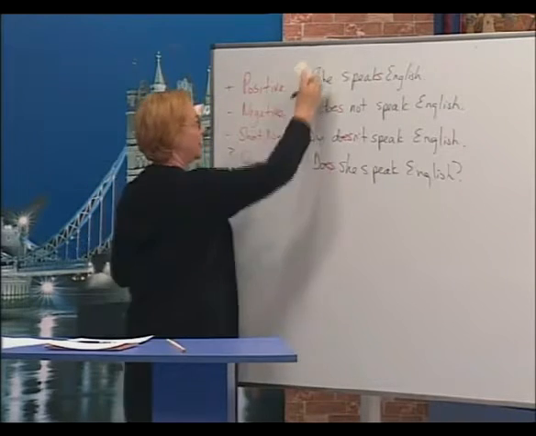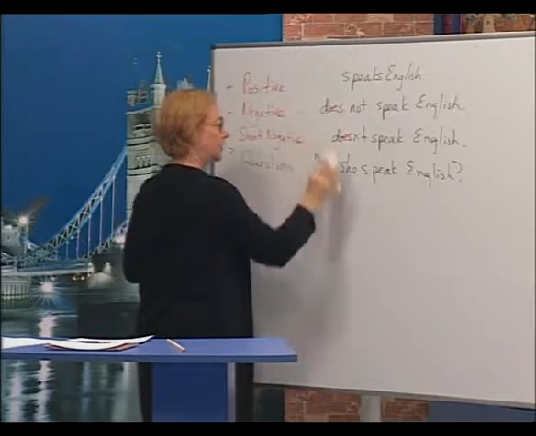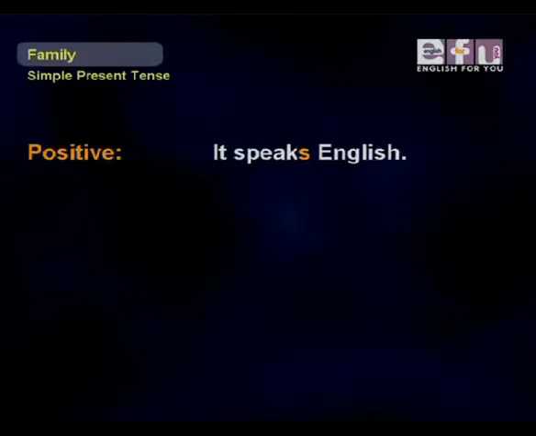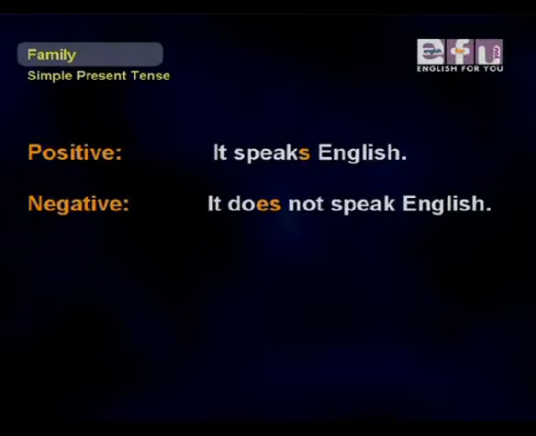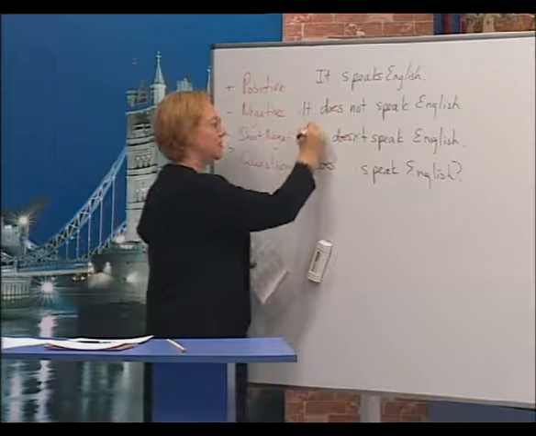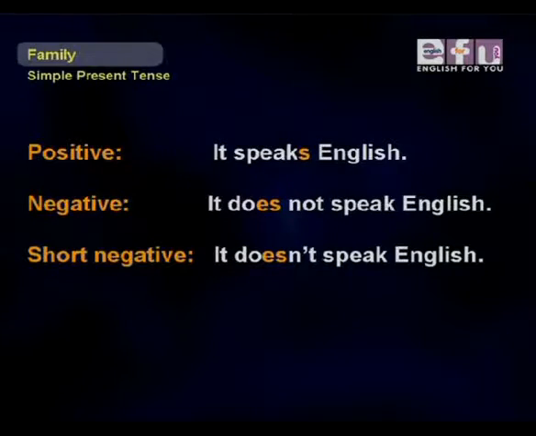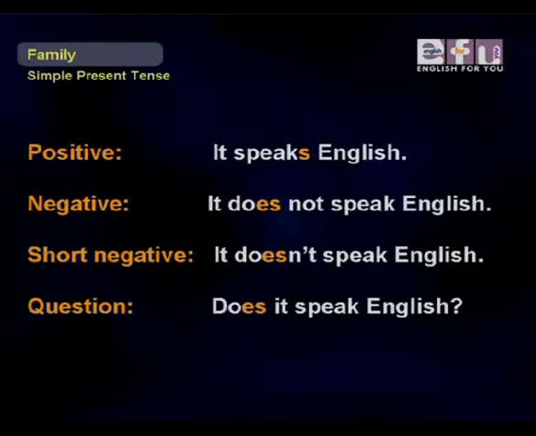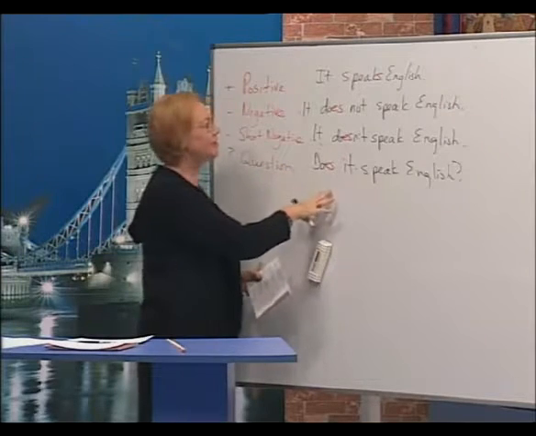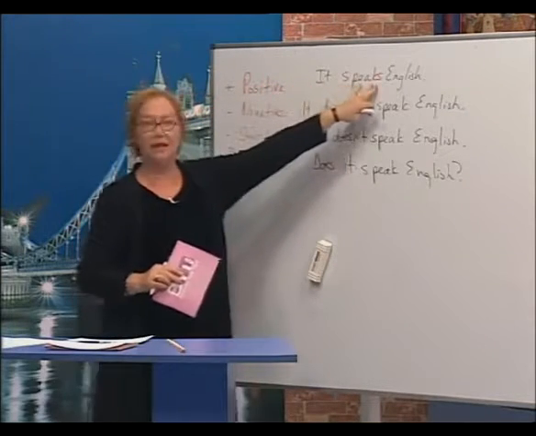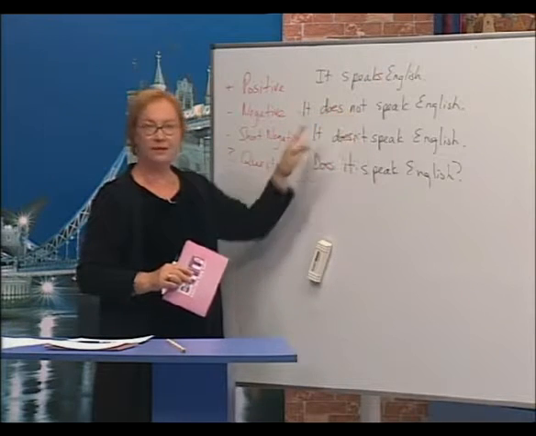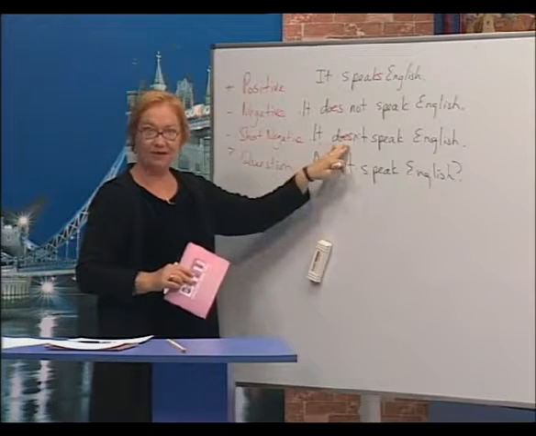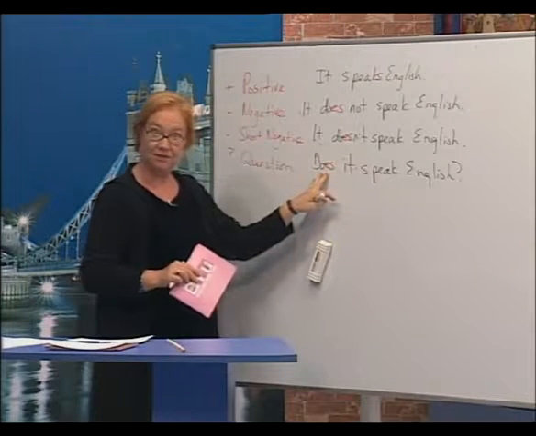And then, of course, we have it. So we can just put it, and it's the same. It, the robot, it speaks English. It does not speak English. It doesn't speak English. And the question: does it speak English? So, it speaks English. It does not speak English. It doesn't speak English. Does it speak English?